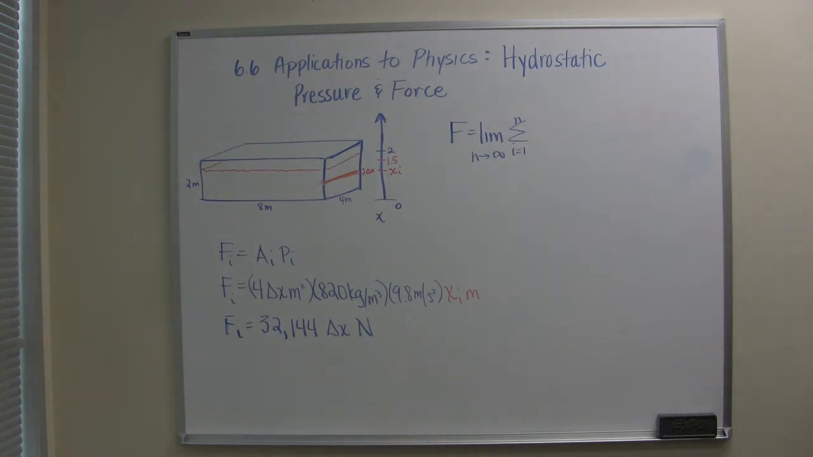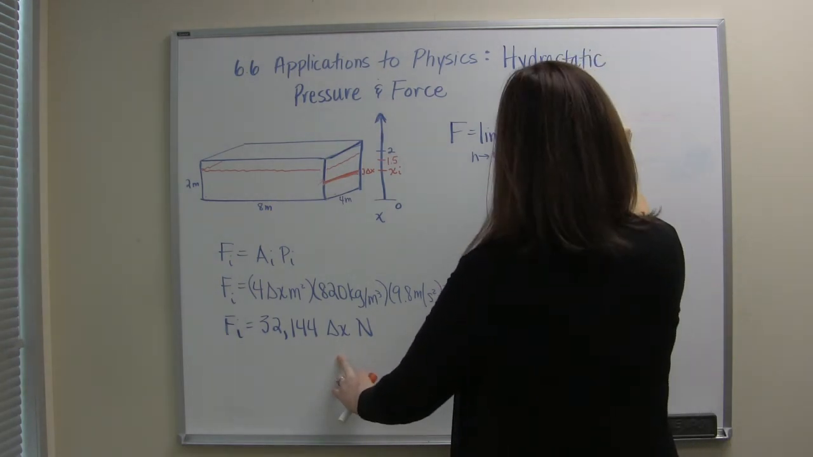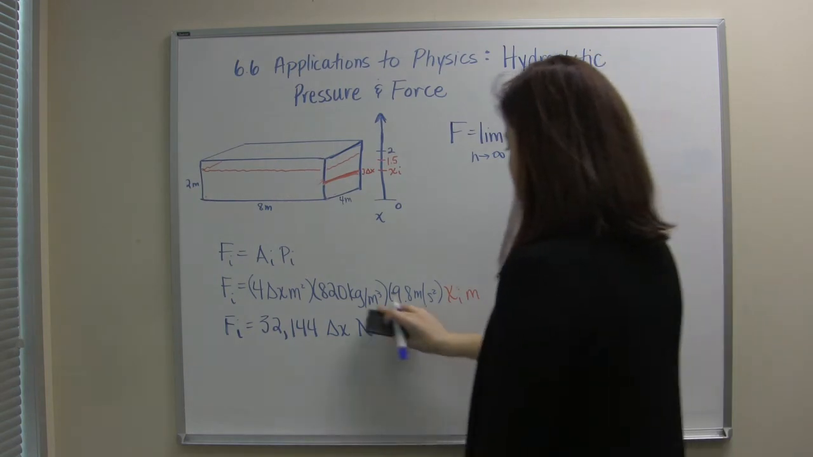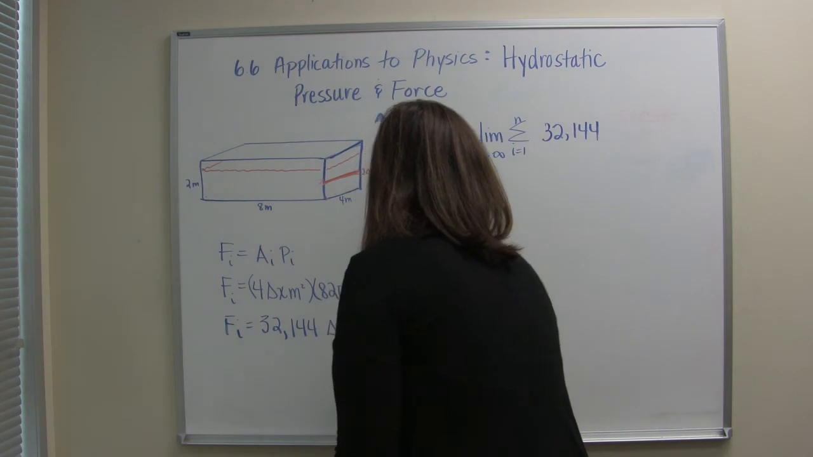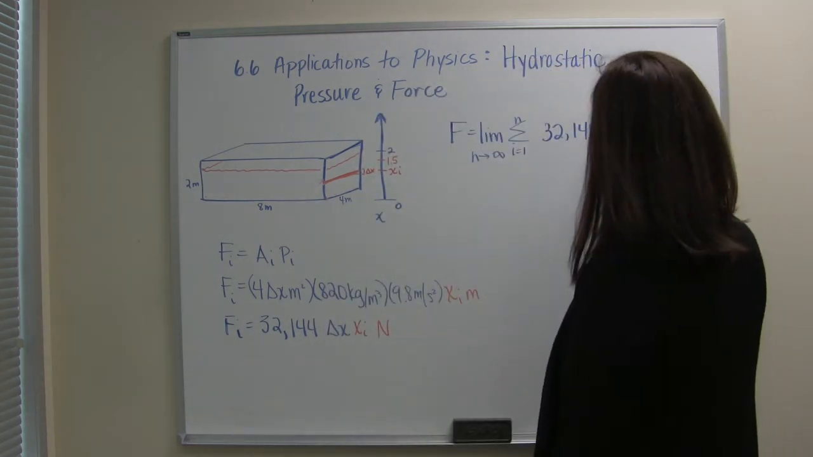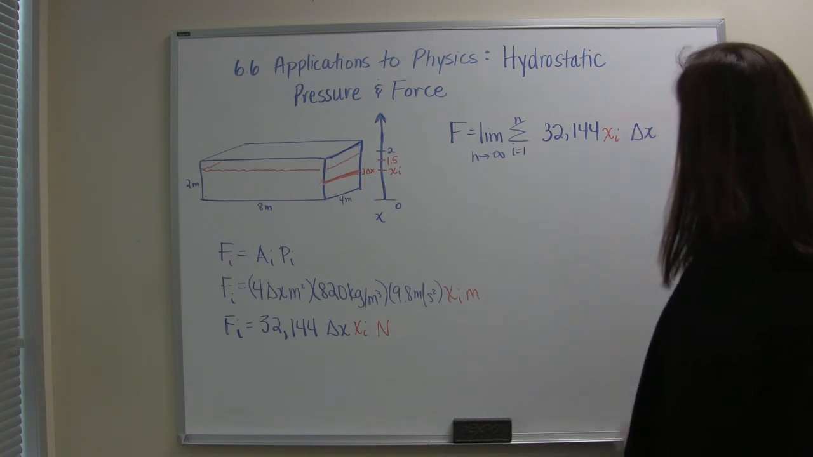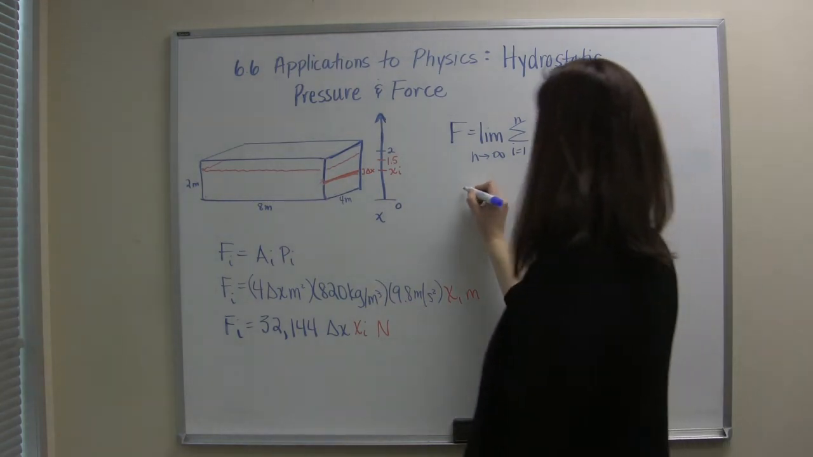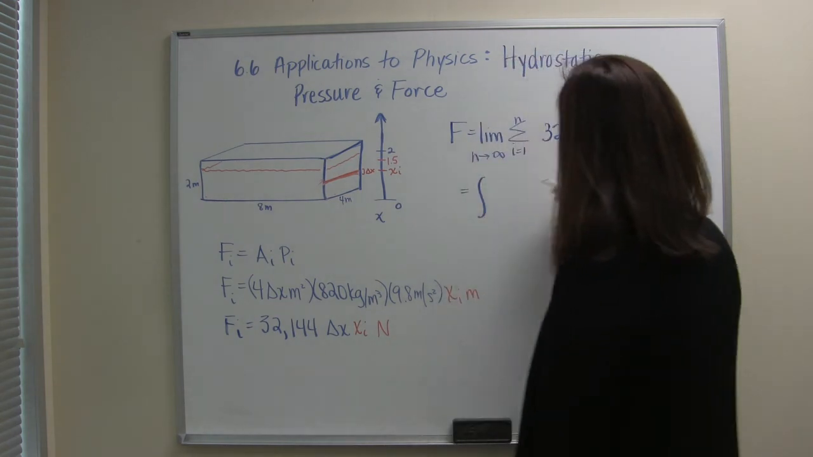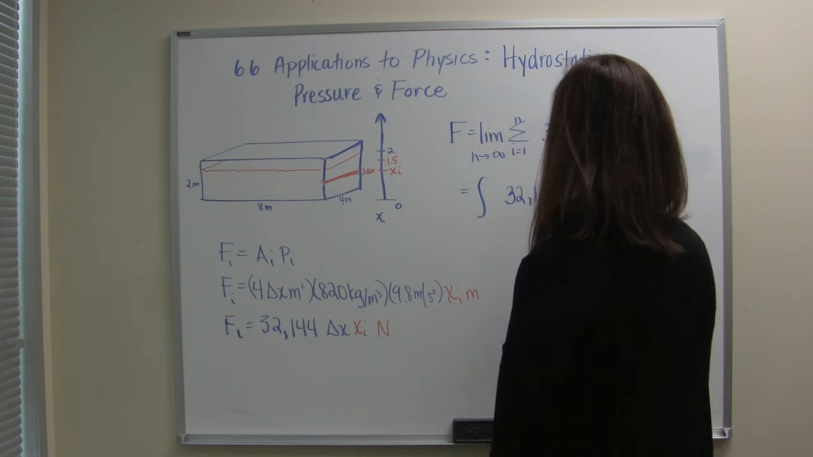So if we do that, we're going to be using each individual piece here. Oh, did you notice I left off xi on here? If not, now you did. And that's important because I'm actually going to do a little bit of rearranging and put the xi here, and then my delta x there. Now we're pretty good at Riemann sums at this point, so we know that this is actually going to turn out to be a definite integral of 32,144x dx.